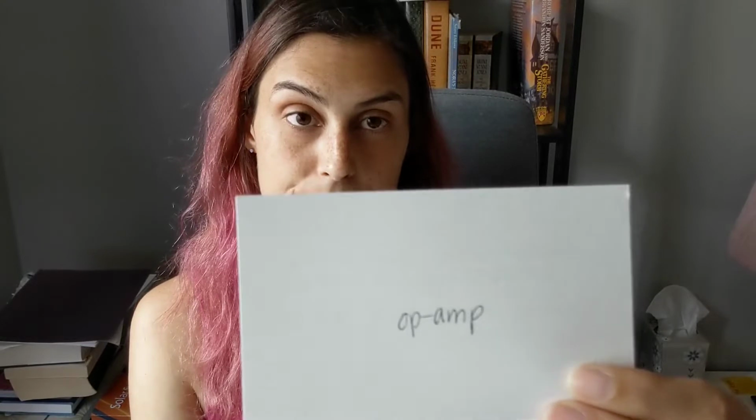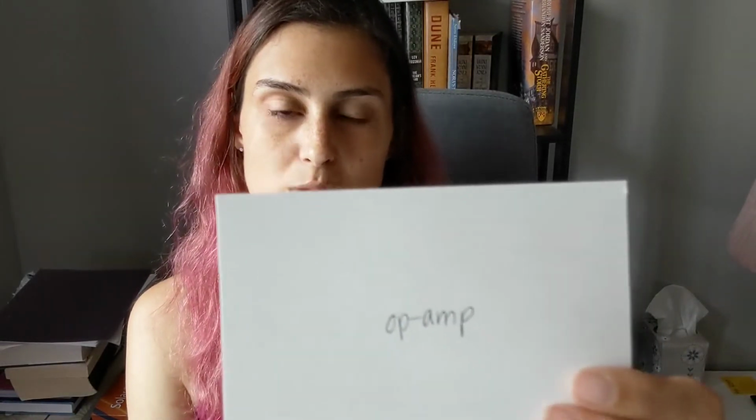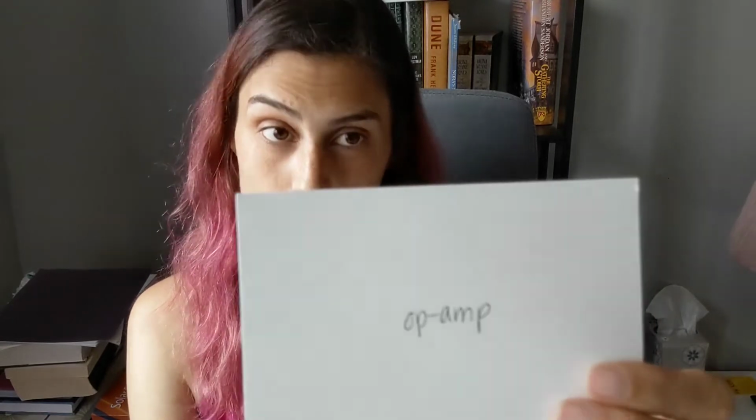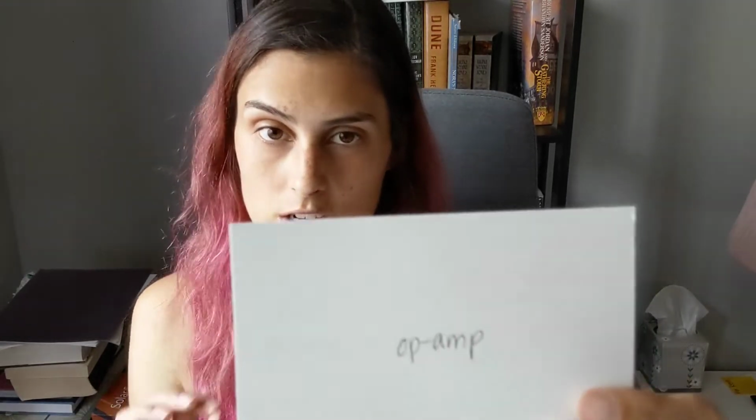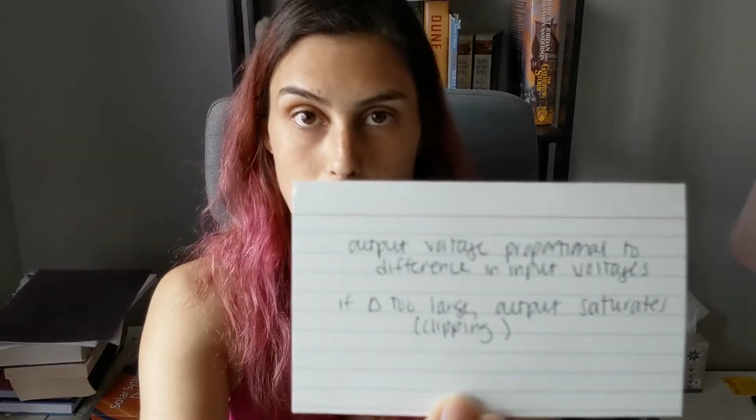An op-amp. In an op-amp, the output voltage is proportional to the difference in the input voltages. And if that difference is too large, the output saturates, and so you get clipping.